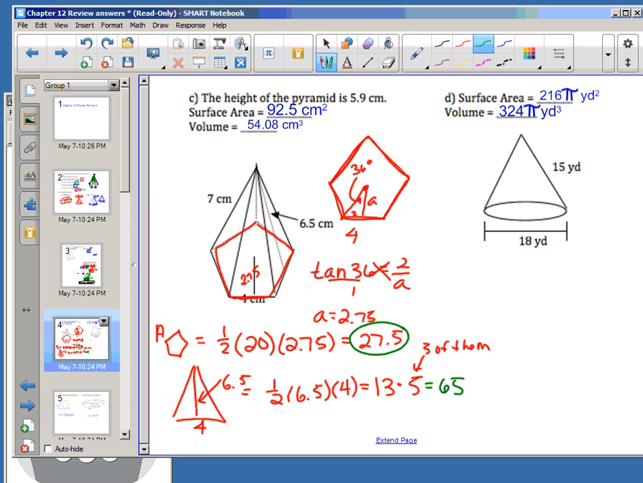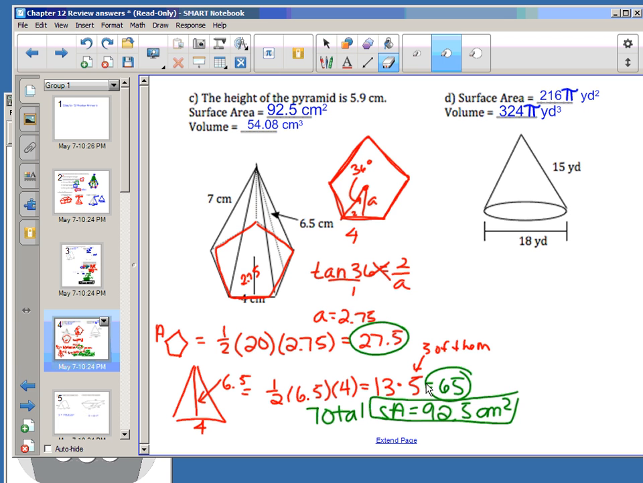So if I add up this and this, my total surface area is going to equal 92.5 centimeters squared. And I'm going to leave that apothem work up there for the next part, but I'm going to erase this surface area.